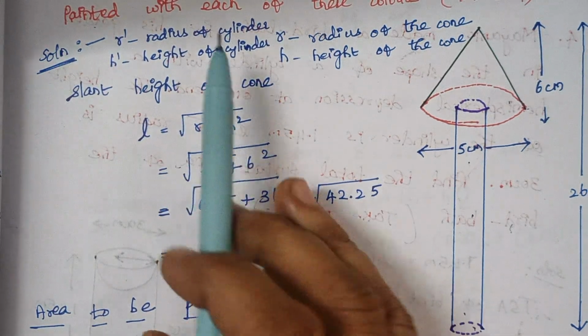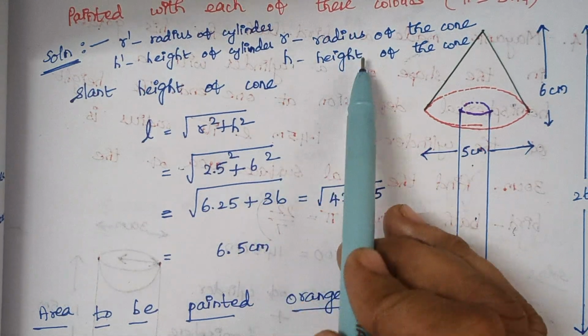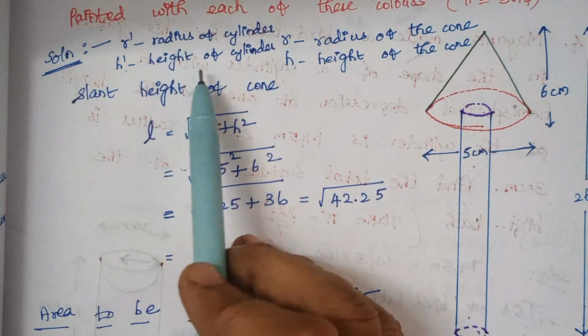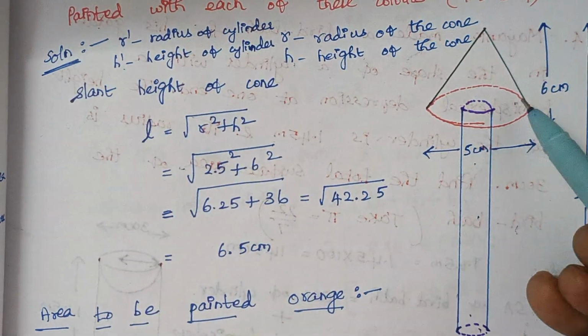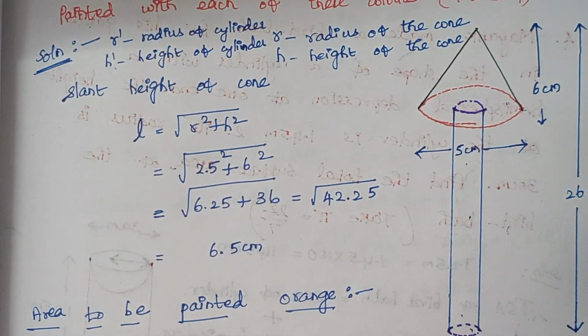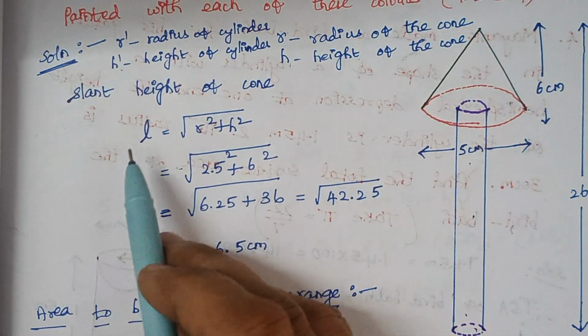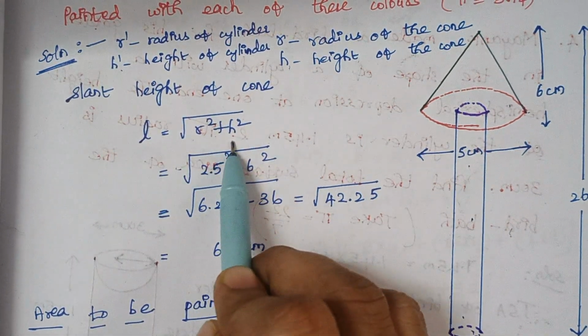Before that, just make a note of it. Let R and H be the radius and height of the cone, and R dash and H dash be the radius and height of the cylinder, to avoid confusion, because both the cone and the cylinder have a radius. So L is nothing but the square root of R square plus H square.